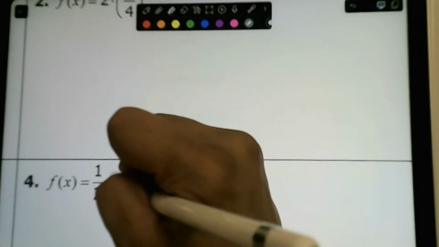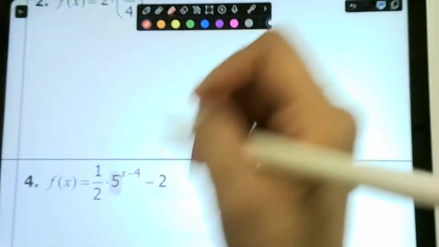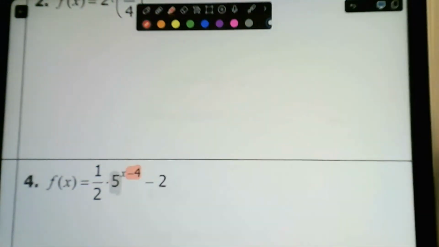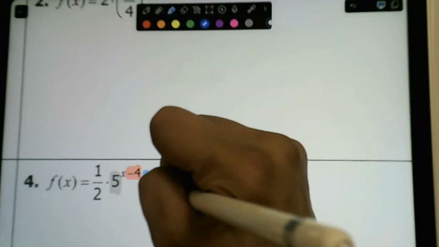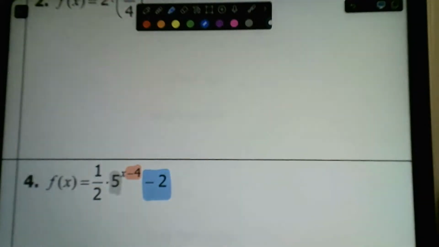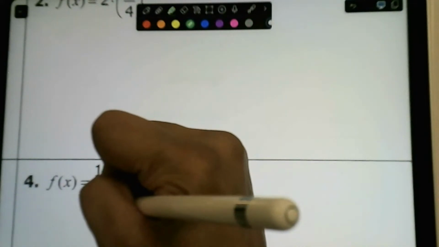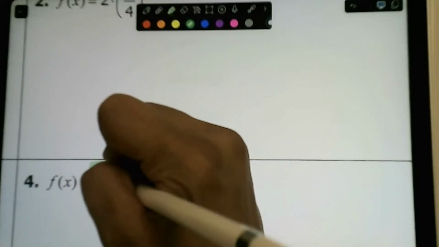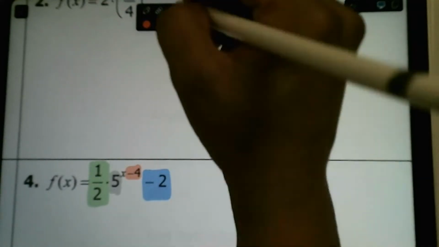This is the base because it's the thing that has the exponent. Looking at the exponent, we're adding, subtracting things. So we have a horizontal shift. Looking right after the base and the exponent, I see that we're adding, subtracting. So we have a vertical shift. And then looking in front of the base, I'm multiplying by some number. So we have a reflection or a vertical stretch or a vertical compress.